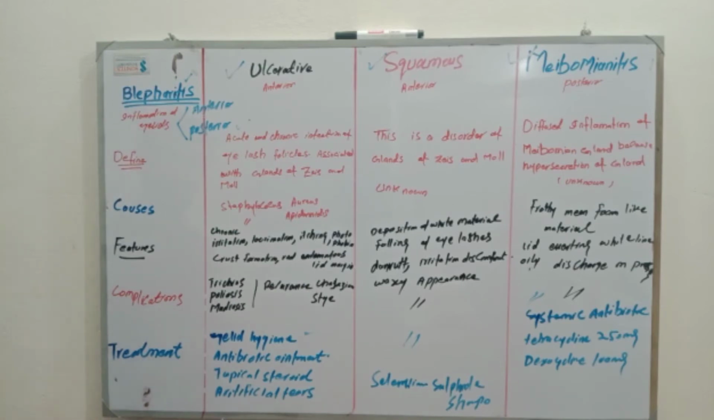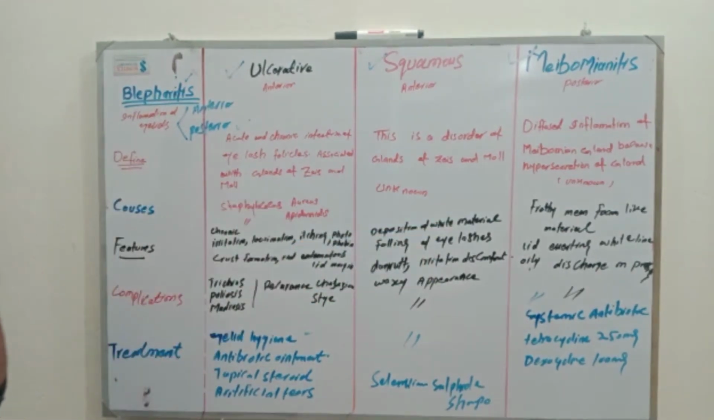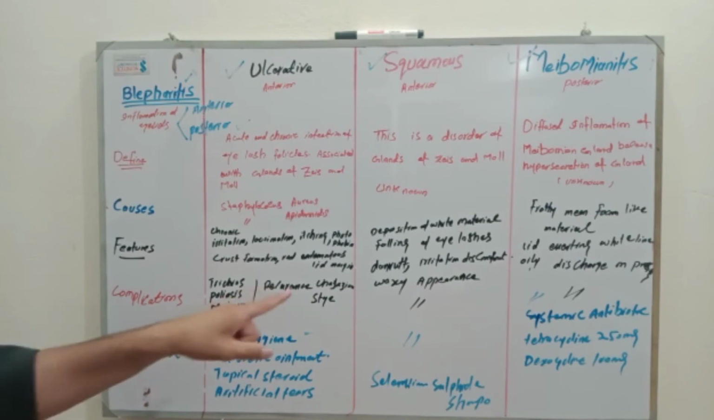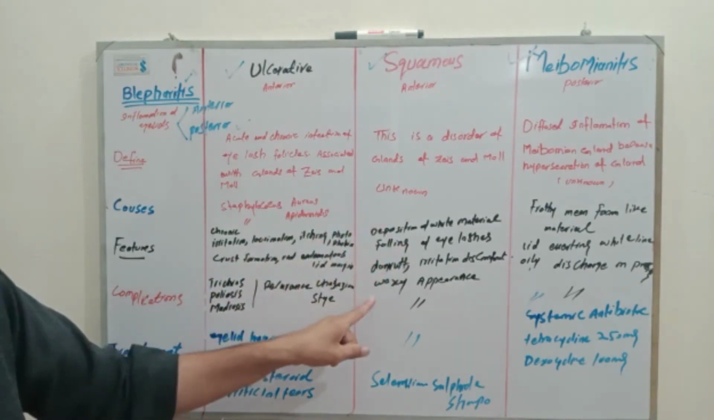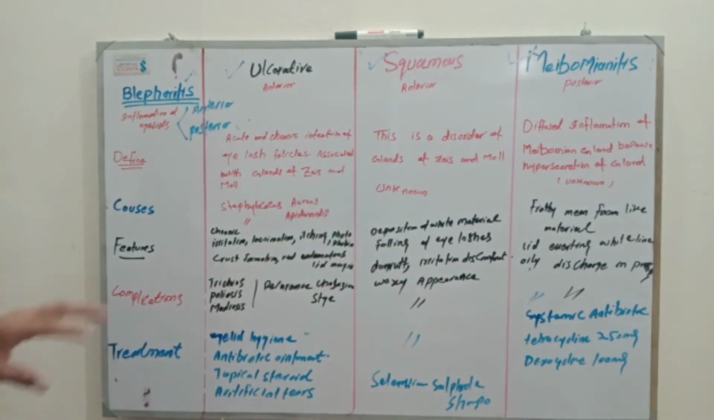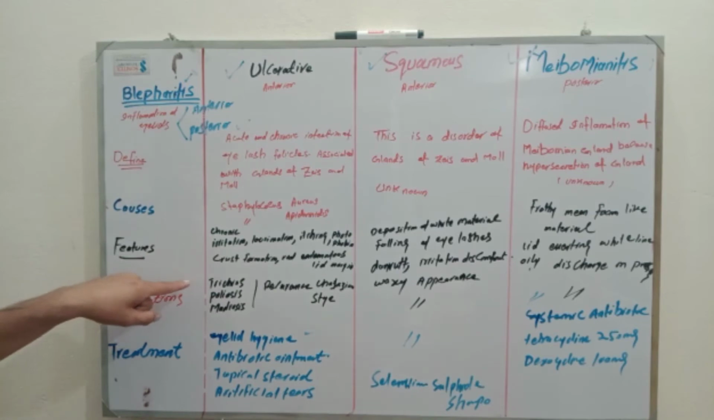Now we are going to explain the features of squamous blepharitis. Deposition of white material on the eyelashes, falling of eyelashes, dandruff, irritation, discomfort, and waxy matting of eyelashes. These are features of squamous blepharitis. We talk about the complications. All the complications of squamous blepharitis are the same as those of ulcerative blepharitis. I will tell you that again: trichiasis, poliosis, madarosis.